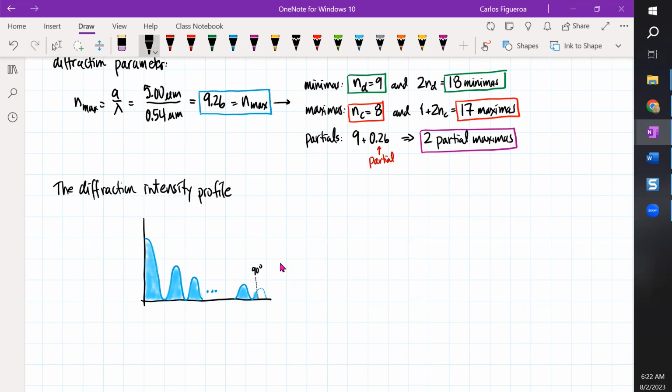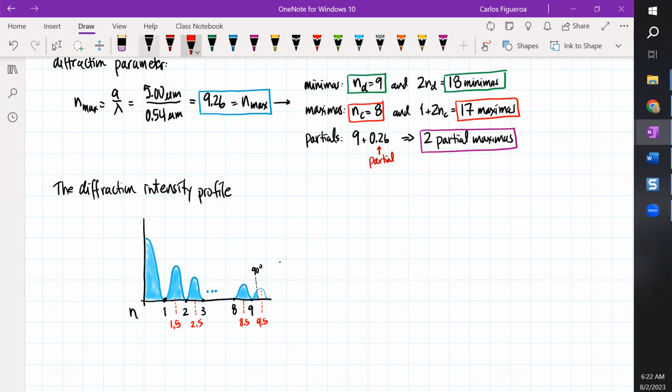So now if I start labeling my n values, this will be 1, 2, 3, and then this has to be 8, and this has to be 9. If I look at my maximas, then this one here has to be 1.5. Remember, that's approximate. This is 2.5. And then right here, this is 8.5. And then the peak here will be 9.5. Those are my values of n.